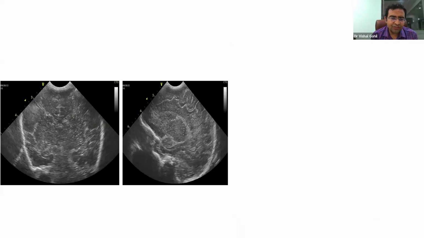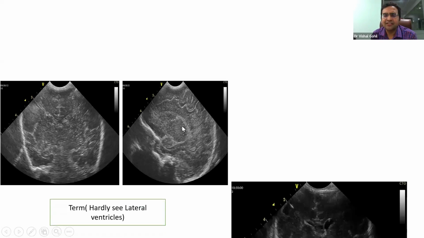Now this is your term baby scan. You can hardly see the lateral ventricle, with more sulci and gyri, and this is your Sylvian sulcus. And this is your parasagittal view. You hardly see any lateral ventricle. You can see the choroid plexus over here, which is limited. You can see your thalamus, this is your caudate nucleus, and this is your caudothalamic groove. So this is your term baby's head scan.